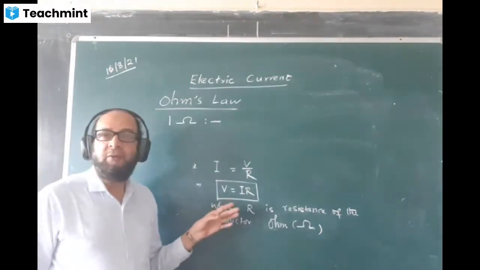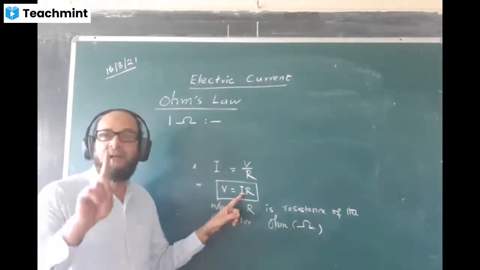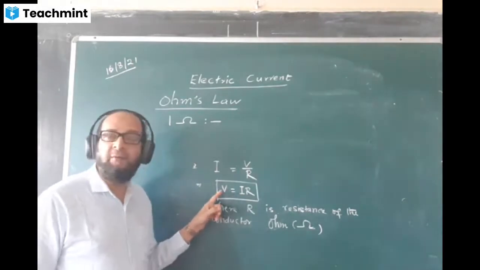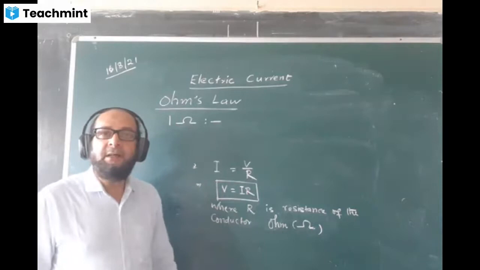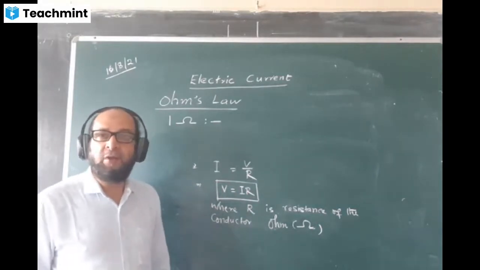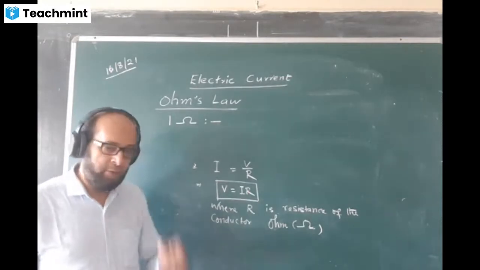The idea is, in the formula V equal to IR, the current value I will take as 1 ampere, and the voltage value I will take as 1 volt. R value will become 1. Then it is the resistance offered when 1 ampere current flows through a conductor by a voltage of 1 volt, or by a PD of 1 volt.